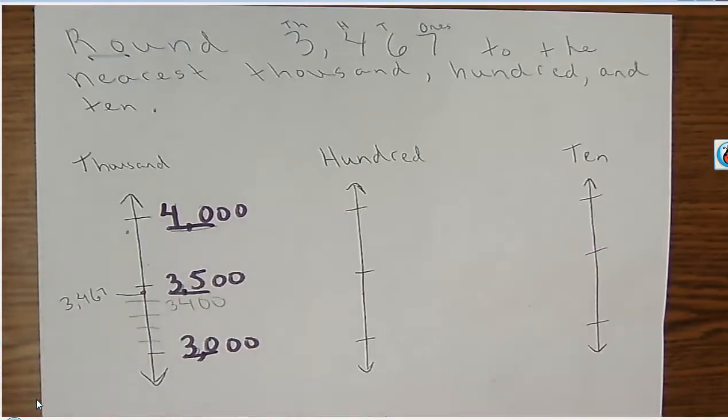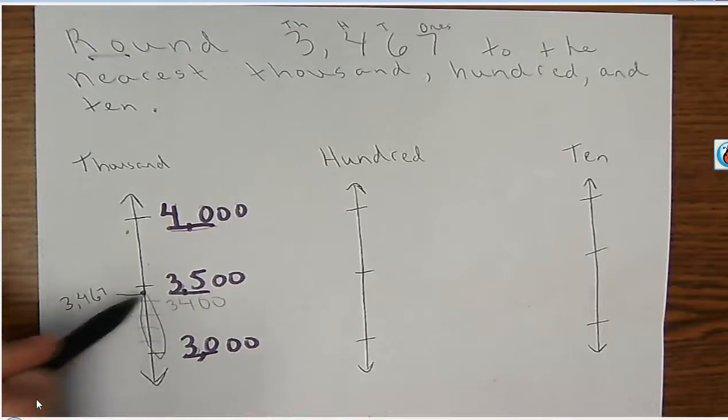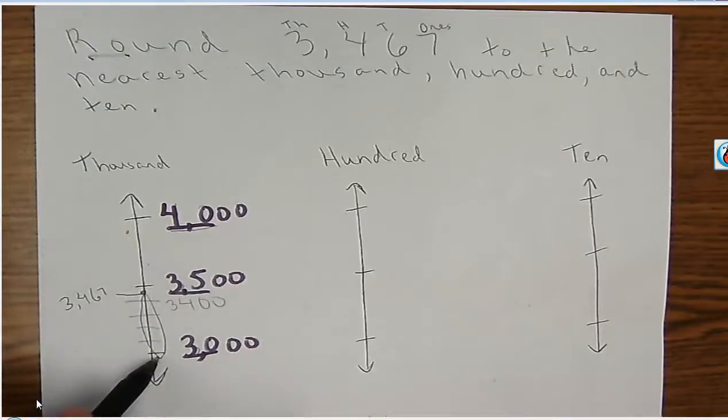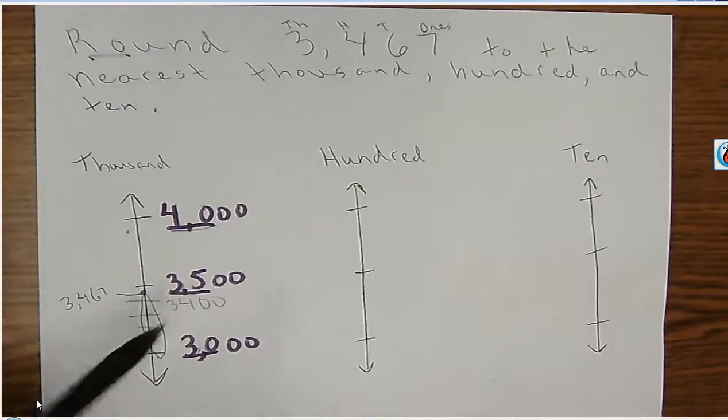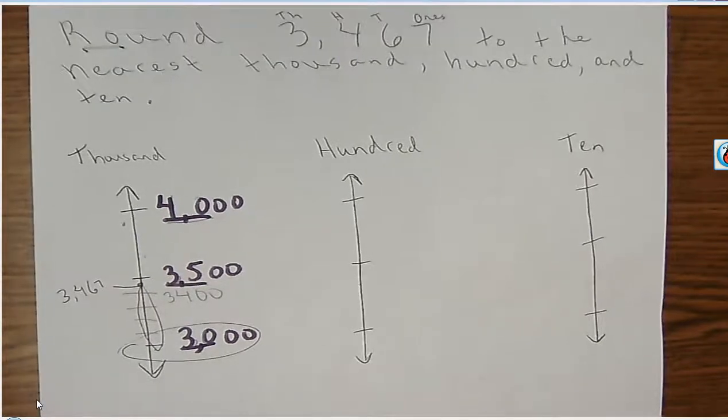With rounding, we want to choose what it's closer to. So which thousand is it closer to, 3,000 or 4,000? Well, it's less than the midpoint or the halfway point. This amount of space is less than the difference between here and 4,000. It's 467 away from 3,000, and it's 600 something away from 4,000, or actually 500 something. It's closer to 3,000.